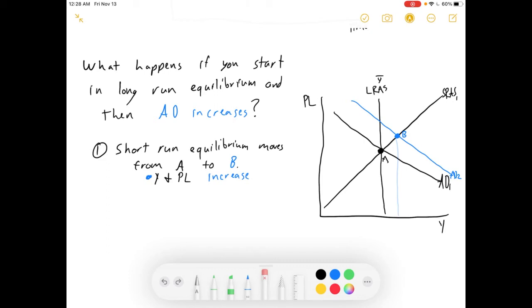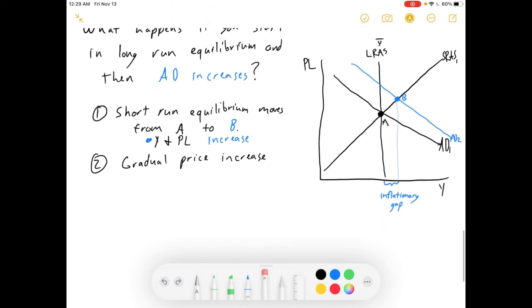Our GDP is going to rise, and so is our price level. Notice B is farther up than A as well. The gap between the GDP at B and the potential GDP at A is an inflationary gap. And because of this inflationary gap, we expect to see a gradual price increase.